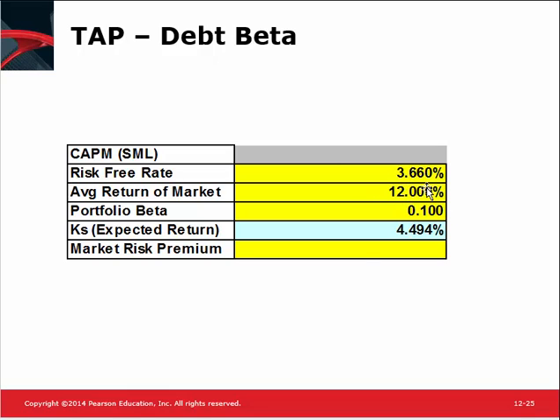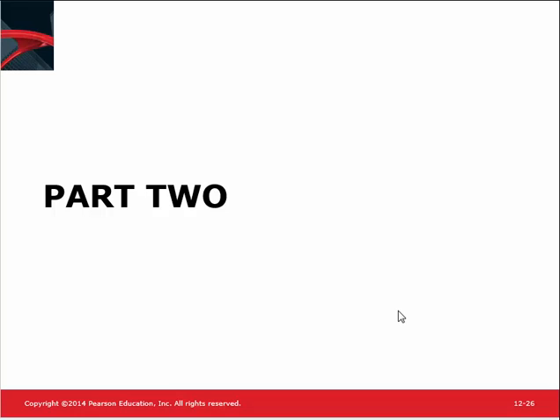The average risk-free rate we say is about 3.6%. We have an average rate of return on the stock market of 12%. Portfolio beta, because it's a triple B rated bond, is 0.10. So that means that our expected return for the debt on Coors is 4.49%. So now we're going to move on. In a second here, we're going to talk about how we utilize these costs to ultimately make predictions.